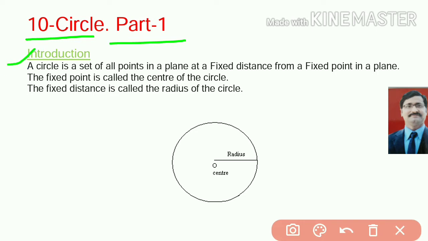A circle is a set of all points in a plane at a fixed distance from a fixed point in a plane. Look here, this is a circle, and here we have many points. We take a set of all points in a plane whose distance from the center, a fixed point, is always equal. A fixed point is called the center, and the fixed distance is called the radius of the circle. These things we already know, but you have to learn the definition.